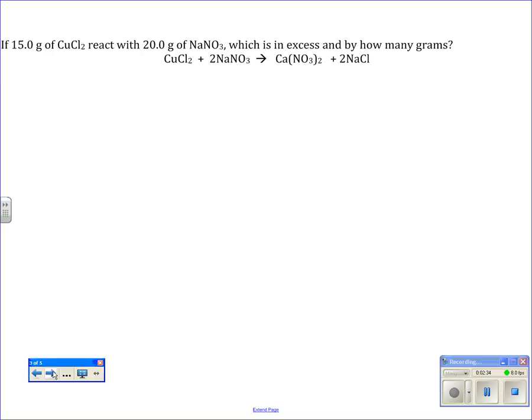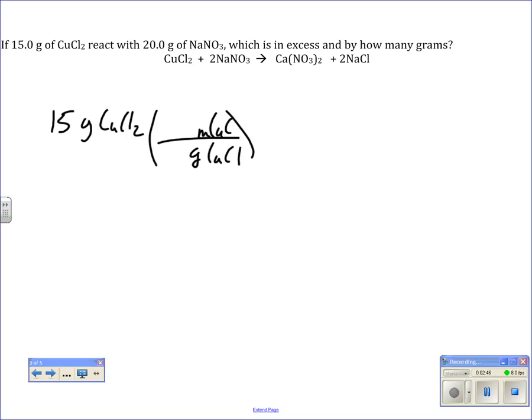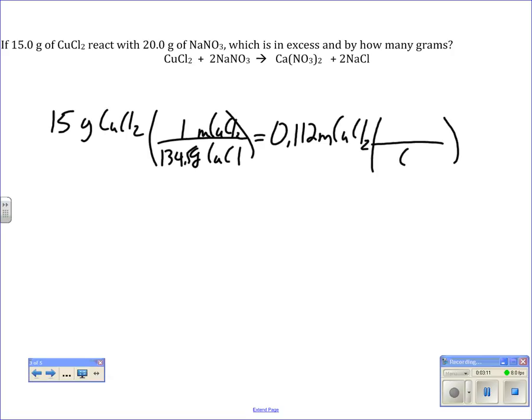Next one, we have to figure out the excess and the limiting reactant. So I've got 15 grams of copper chloride. Get rid of my grams of copper chloride, go to moles of copper chloride. 1 mole is 134.5 grams if I add them all up. That means I have available 0.112 moles of copper chloride. And if I want to figure out how many moles of sodium nitrate I'm going to need, I get rid of my moles of copper chloride and go to moles of sodium nitrate.